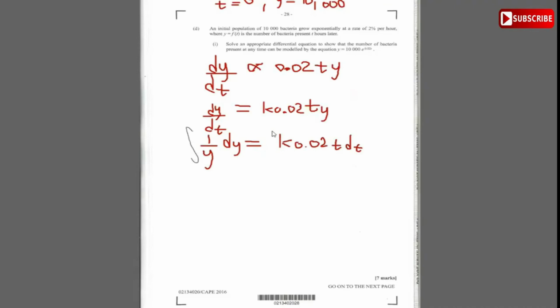Integrating both sides, what we are going to get is 1 over y is ln y, and so ln y is equal to, integrate this side, we're getting 0.02. Why is this t here? It's proportional to 0.02. So there should be no t, it should just be 0.02. Let me fix this.